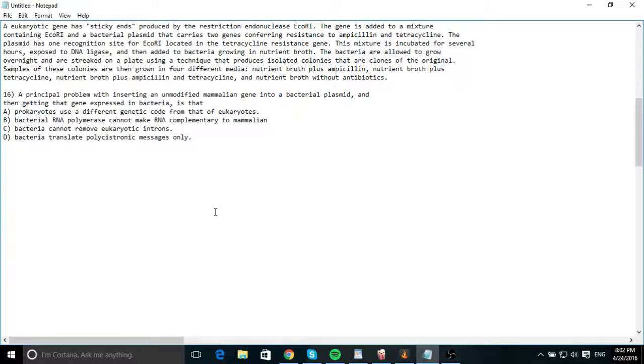The principal problem with inserting an unmodified mammalian gene into a bacterial plasmid and then getting the gene expressed in bacteria is... A. Prokaryotes use a different genetic code from that of eukaryotes. B. Bacterial RNA polymerase cannot make RNA complementary to mammalian DNA. Okay, they're missing something. C. Bacteria cannot remove eukaryotic introns. And D. Bacteria translate polycistronic messages only.